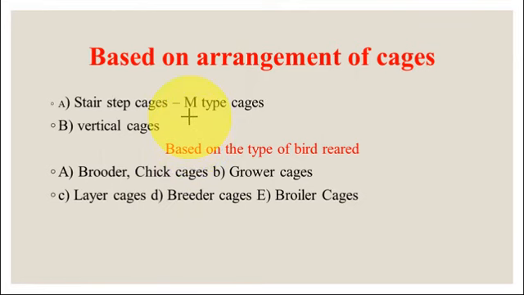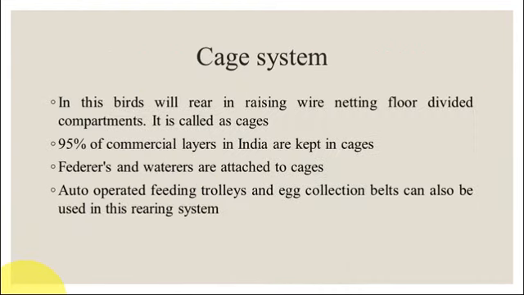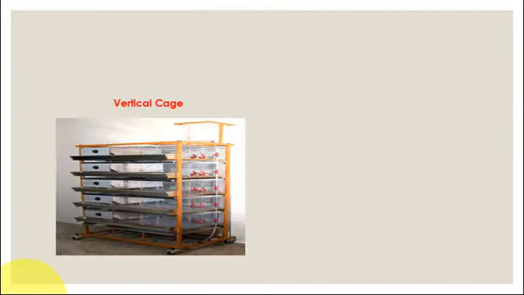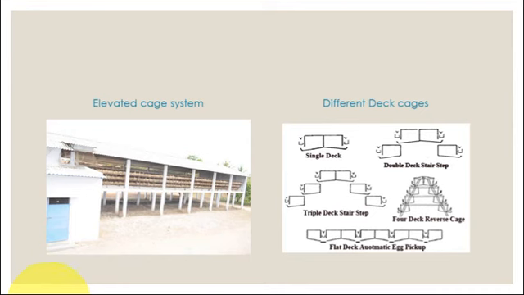Next, based on arrangement of cages. If we make compartments one above one, it becomes a vertical cage. Vertical cage means, as I have shown previously, one above one, one above one. So it is one compartment, another compartment, and on the above, another compartment. Here an M type cage means it is not directly above this compartment. When we make this type of arrangement, it becomes an M type. So here it is a double deck, a triple deck.